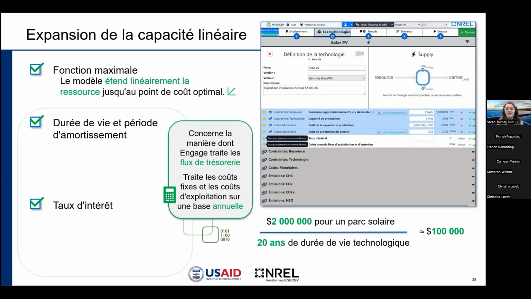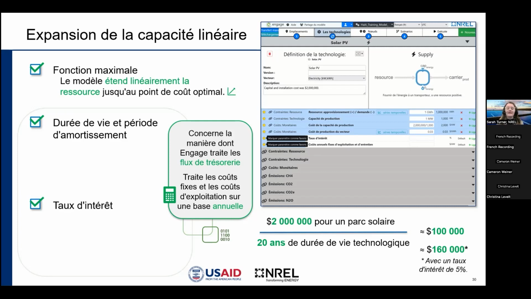For example, if we said that the solar system had a technological lifespan of, let's say, 20 years, then Engage would annualize the solar system's total cost across its technological lifespan, so that in its first year of operation, the solar system's cash flows would be a cost of $100,000. This annual cost of the system would go up to approximately $160,000 a year if, let's say, there was a 5% interest rate being paid on the solar system.